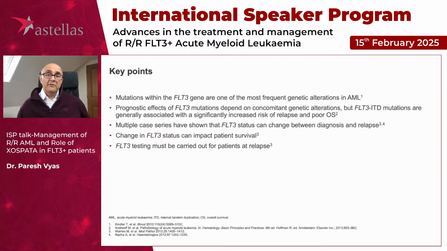So the key points really I want you to take away from this first part are mutations are common in FLT3. It'll be very interesting to see if in the Indian population those frequencies are the same. In Bengal, they felt it was slightly lower. The prognostic effect of these mutations, particularly at relapse, leads to reduced overall survival. And the use of the inhibitor is important. Multiple case series have shown that the mutation status can change between diagnosis and relapse, so testing must be carried out at diagnosis and at relapse.